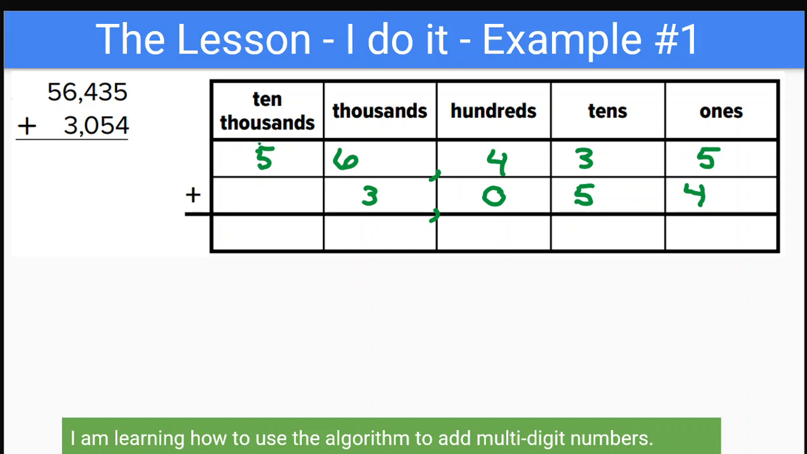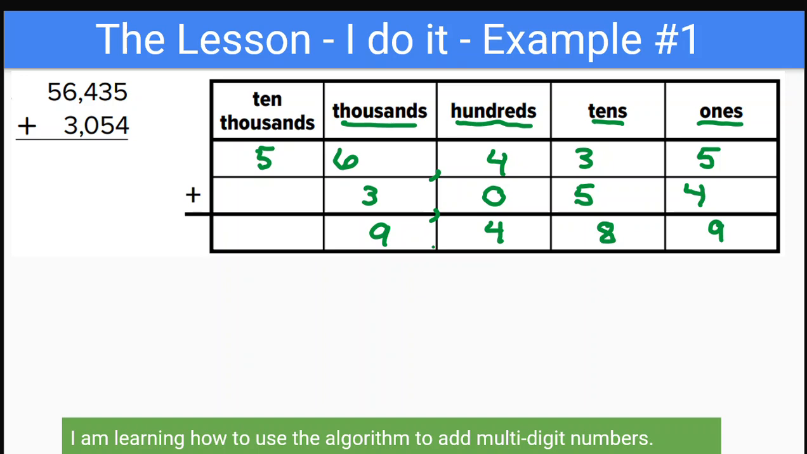Okay, well, just like we did in the last example, we're going to start with the ones first. We're trying to find the sum. Okay, 5 plus 4 is 9. Now we go over to the tens, right? We did the ones, now we're doing the tens. 3 plus 5 is 8. There was 9 ones, 8 tens. Let's do the hundreds. There's 4 hundreds here and no hundreds here, so that's 400. Then we do the thousands. 6,000 and 3,000 equals 9,000.